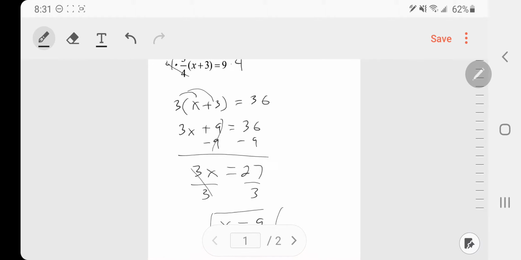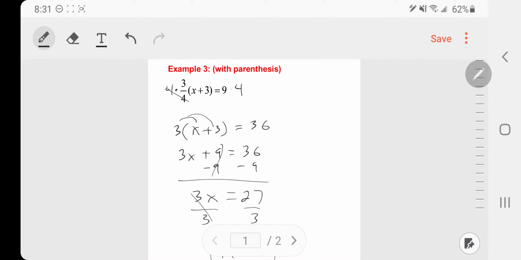There is more than one way you could do this. Again, if you wanted to distribute in the beginning, you could technically do that, but I think that this method seems to be a little bit easier because you're able to get rid of those fractions very early on in this equation. Let's take a look at one more example like this.